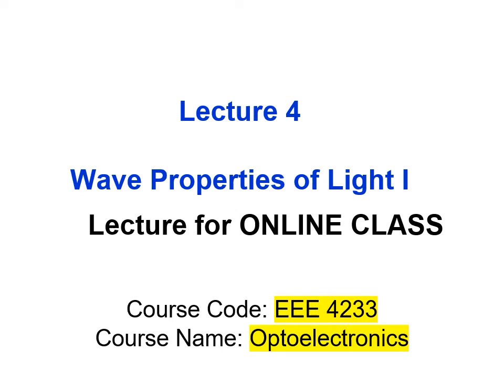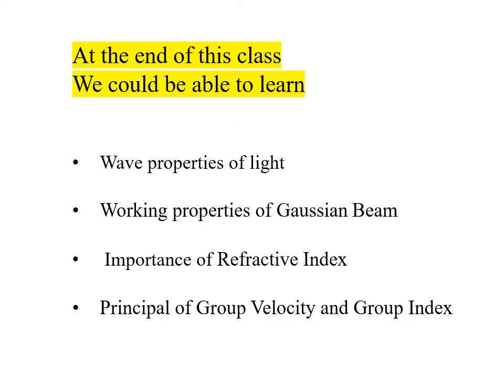Hello and welcome to lecture 4, Wave Properties of Light, first class. This is an online class lecture with a course code of EEE 4233. The course name is Optoelectronics. At the end of this class, we will be able to learn what the wave properties of light are, the working principle of Gaussian beam, the importance of refractive index, and finally the principle of group velocity and group index.